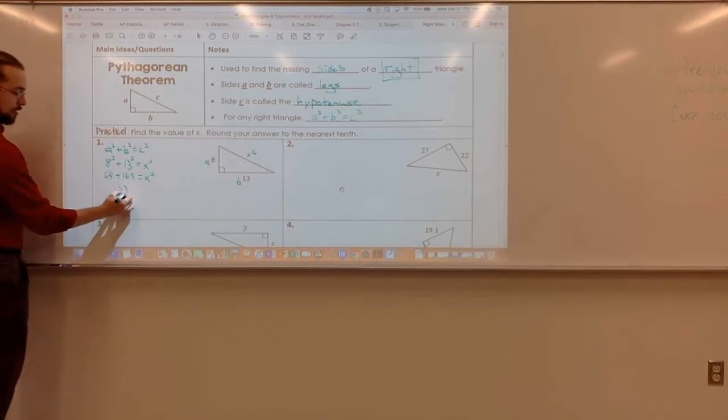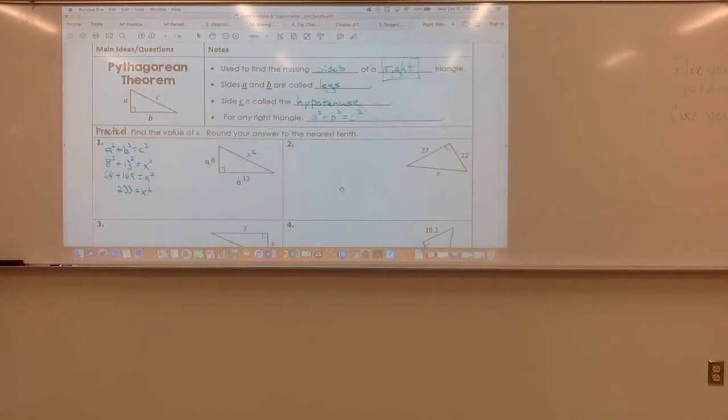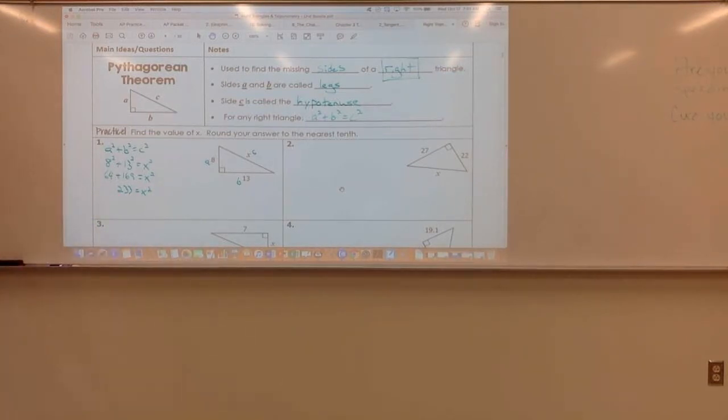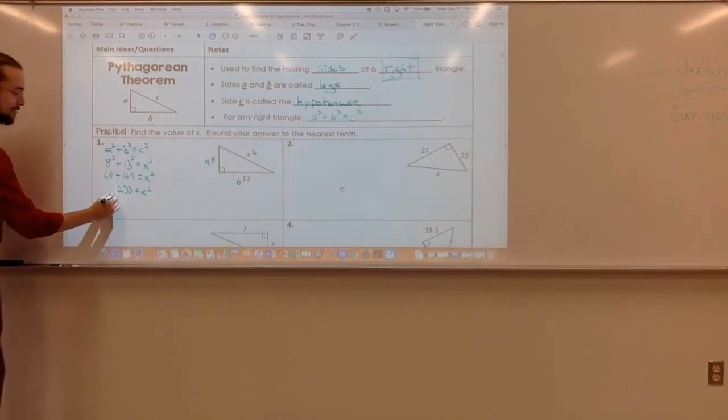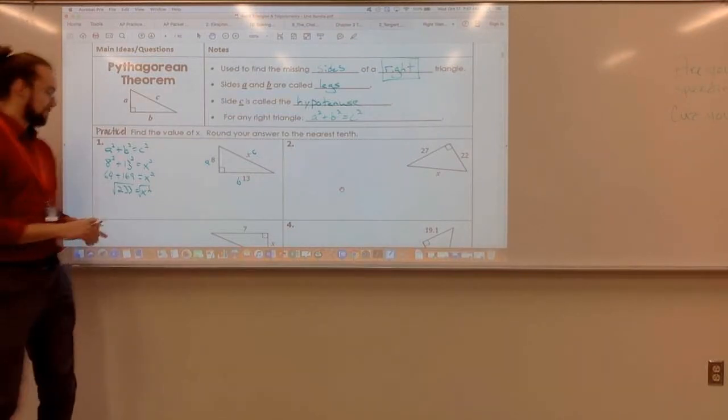So I'm done, right? That side is 233? No, why not? Because you have to get the square away from the x. So how do we do that? How do we undo a square? Square root, yeah. I said square rooted.